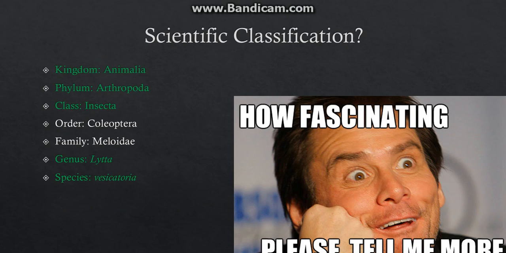So, as we all know, scientific classification isn't exactly the most interesting thing, which you can also see by Jim Carrey's face. But what I want you to gather from this slide are the order and family which these insects belong to, with the order being Coleoptera and the family being Meloidae, which are commonly known as the blister beetles. And if you remember that its species name vesicatoria means blister, you can maybe see a slight connection here. However, why blister is in the name will actually make more sense later.